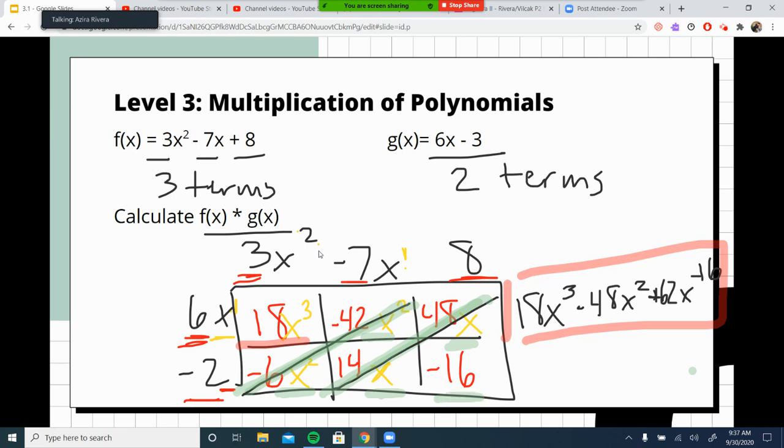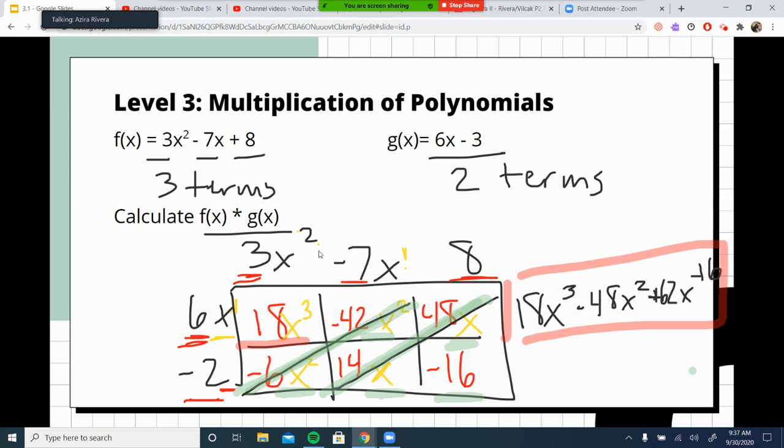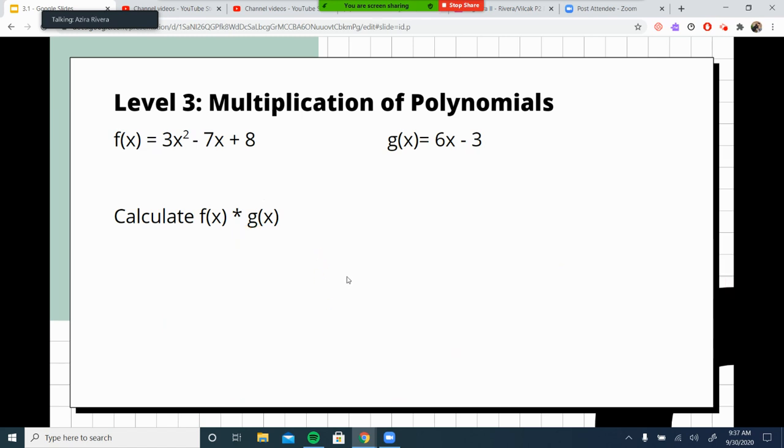All right. So again, come back to this example if you need to. Hopefully you were taking notes so that it's a little bit easier. Remember, all you're doing is multiplying the coefficients and adding the exponents every single time. All right, last problem. Go ahead.